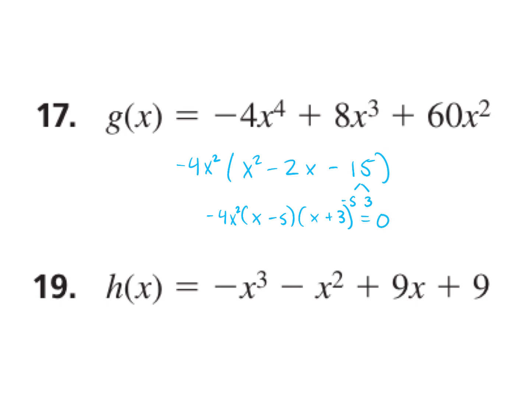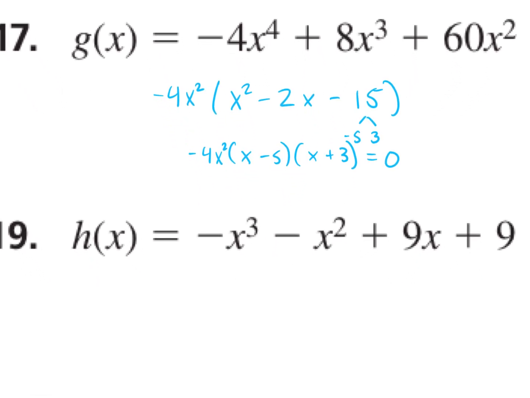Now what would I need to do to solve? Set them equal to 0. So negative 4x squared is equal to 0. x minus 5 is equal to 0. And x plus 3 is equal to 0. So what does x equal? 0. What? 5 and negative 3. Perfect.